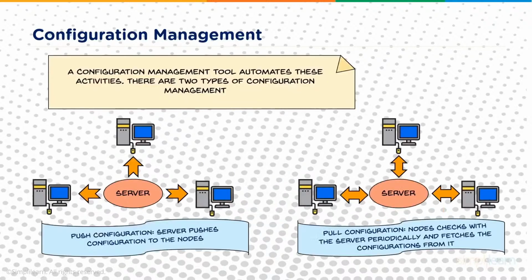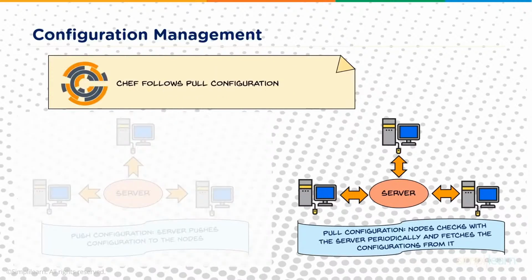So there are two types of configuration management. On our left, we have the push configuration. Here the server that holds the files with instructions to configure your nodes pushes these files onto the node. So the complete control lies with the server. On your right side, we have the pull configuration. In case of pull configuration, the nodes poll against the server to first check if there's any change in the configurations required. If there is, the nodes themselves pull these configuration files. Chef follows pull configuration, and how it does this, we'll see further in our video.